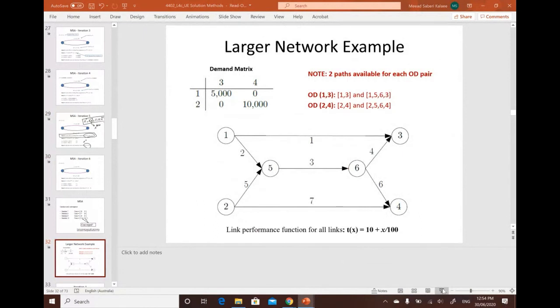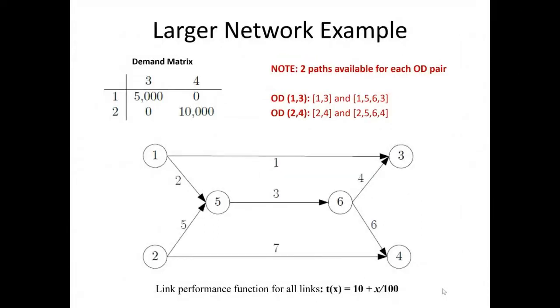So now let's have a look at a larger example. Okay, we still have time, so hopefully we can finish this example and then we'll take a lunch break, okay? So this is a larger network. I have 7 links in the network. I have 2 ODs, 1 to 3, and 2 to 4. So this is my demand matrix.